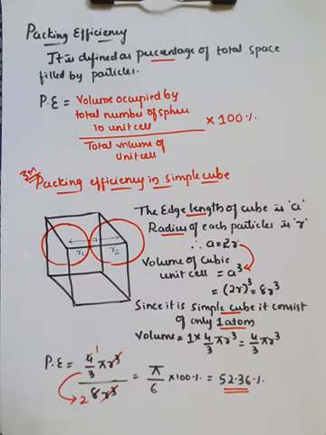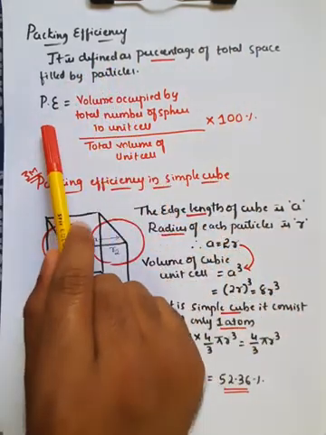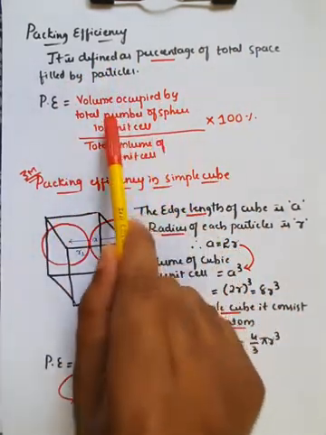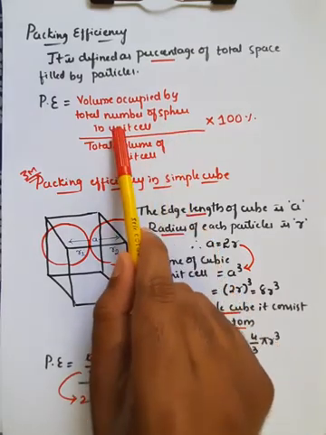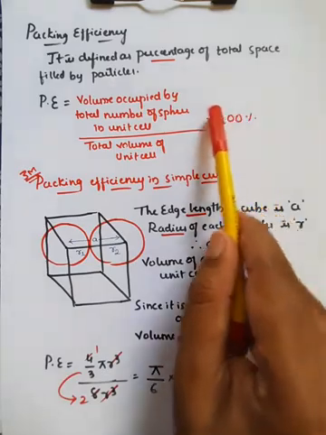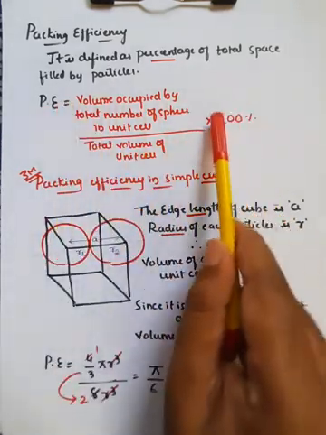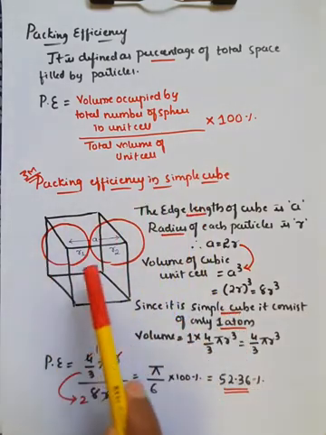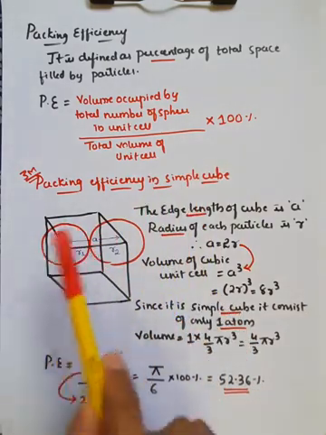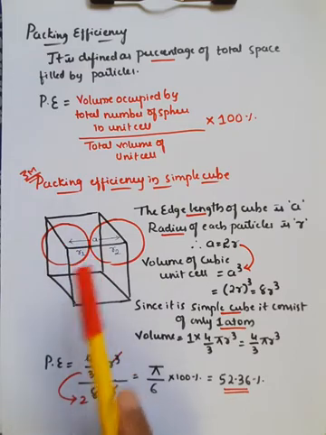So already we know that packing efficiency is defined as the percentage of total space filled by the particles. That is, packing efficiency is equal to the volume occupied by the total number of spheres in the unit cell divided by the total volume of the unit cell, right? Which is multiplied by 100%, as packing efficiency is always identified in terms of percentage. That is the total area covered by the atoms in a given cube, whether it may be BCC, FCC, or simple cube, right?